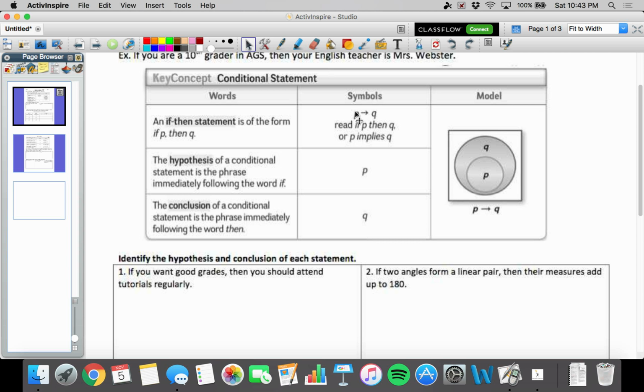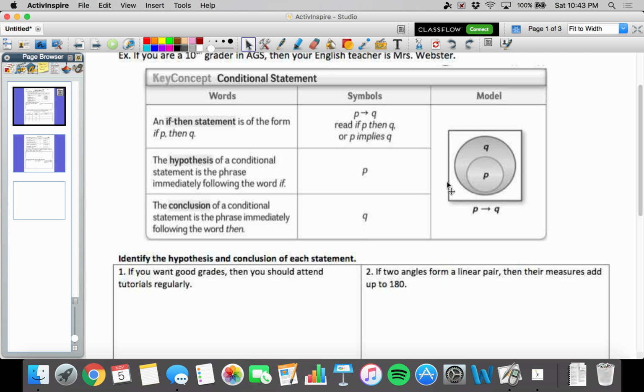So we might write the hypothesis. The hypothesis is the phrase that comes after the word if, the thing that we want to say is true. And then the conclusion is what follows the hypothesis. Sometimes we just write this as P and then an arrow and Q. This would be read if P then Q, or P implies Q.